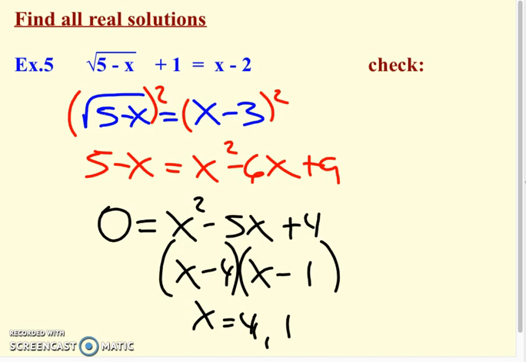And that check takes literally about 2 seconds, and you can just do this in your head. So let's say I put in 4. 5 minus 4 is 1. Square root of 1 is 1. 1 plus 1 is 2. 4 minus 2 is 2. 2 equals 2. There's my check.